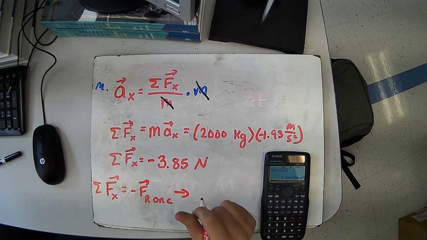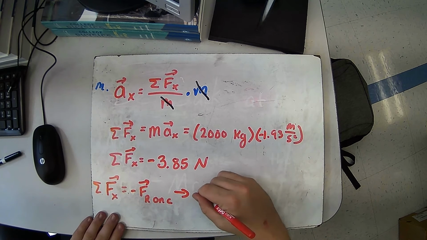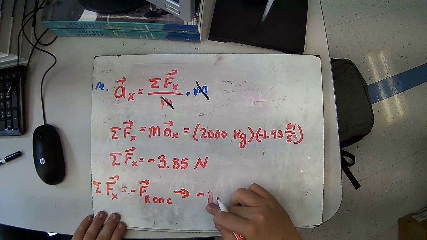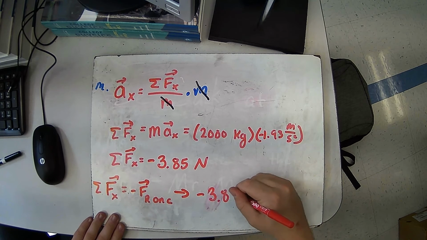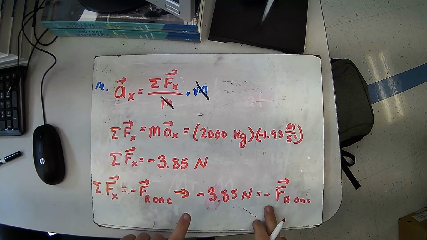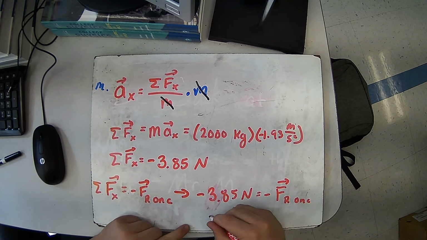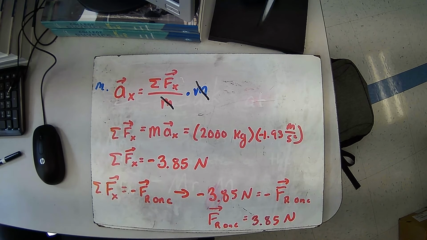And therefore, our negative 3.85 thousand newtons of force equals the negative friction force that the road exerts on the car, or multiply each side by -1. That friction force is equal to +3, or its magnitude is 3.85 thousand newtons. Is probably the best way to say that.